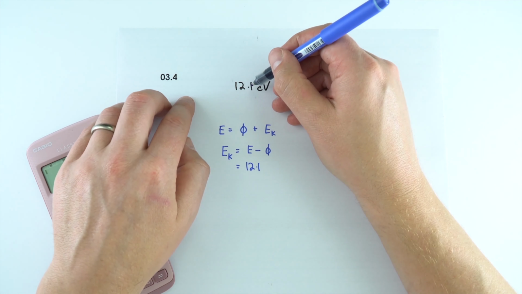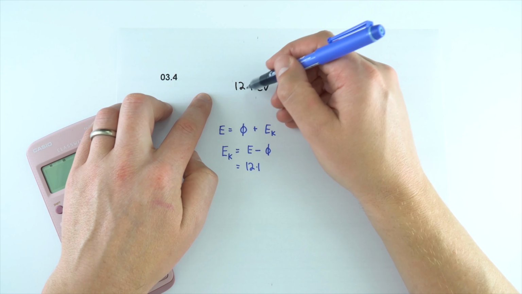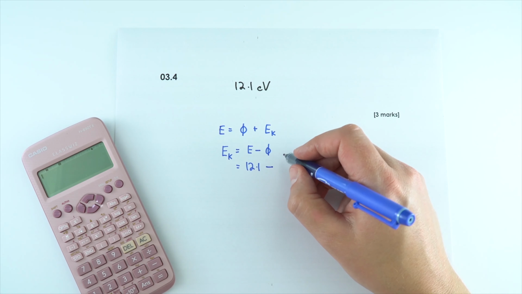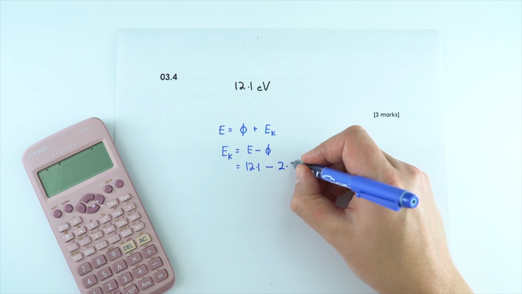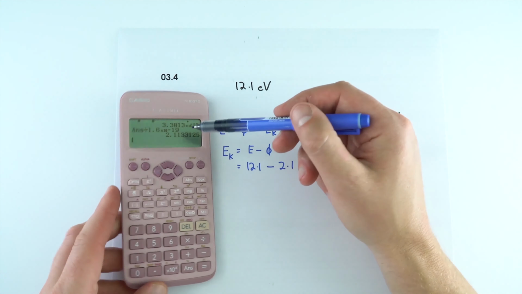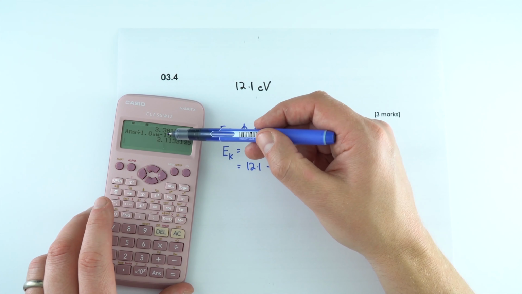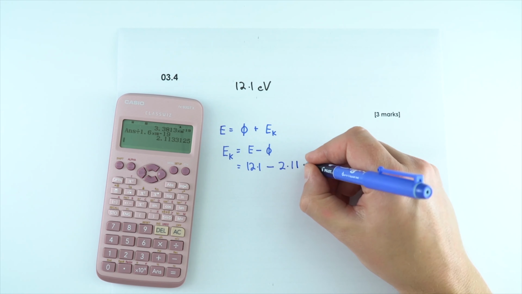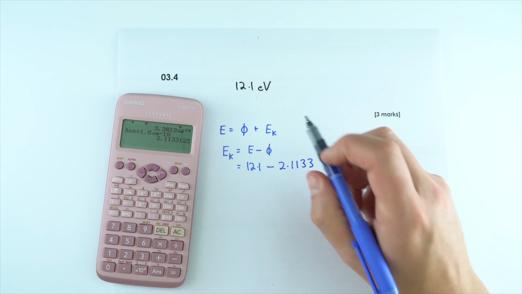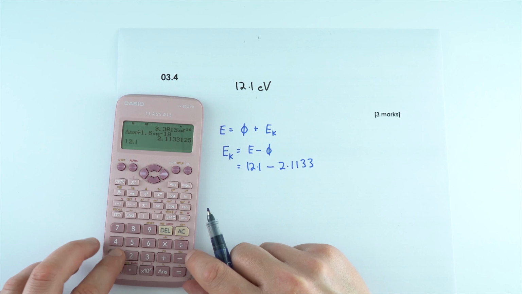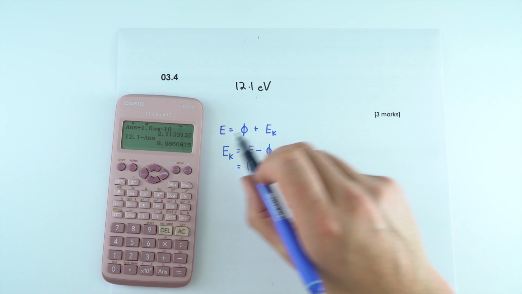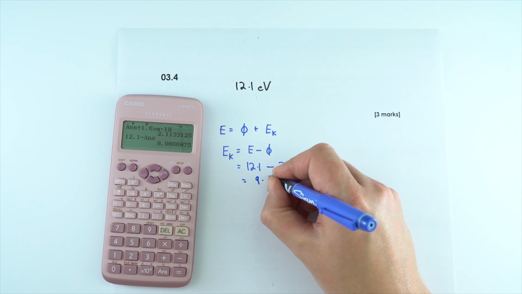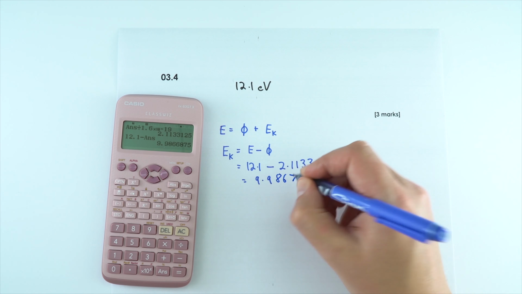So that's the energy of the photons incident, and that's what's given to us in the question. And we take away from that the work function, which we calculated in the previous question, which was 2.1. I'm going to use my previous value of 2.1133, not my rounded down number, but the number that's saved in my calculator. This then gives us an answer of 9.986666 electron volts.